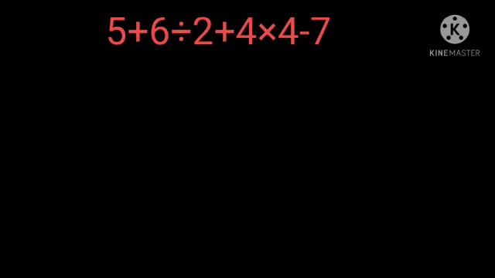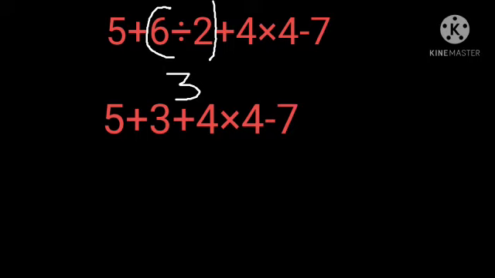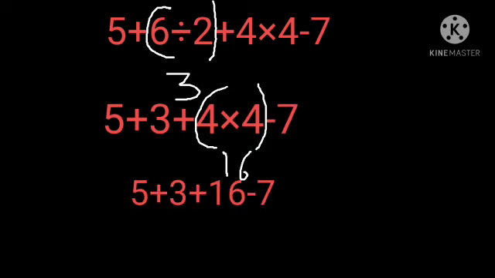Here 5 plus 6 divided by 2 plus 4 into 4 minus 7. According to the BODMAS rule, we should perform division first. Here 6 divided by 2 is 3. That becomes 5 plus 3 plus 4 into 4 minus 7. In this, second is multiplication. In this, 4 into 4 is multiplied. That is 4 into 4 is 16. That becomes 5 plus 3 plus 16 minus 7.